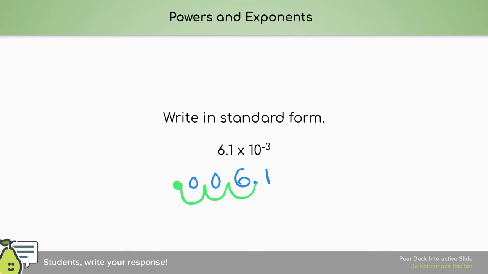Let's fill in our jumps with zeros. And it's good to even put a 0 in the ones place. And now let's clean up and rewrite our answer, 0.0061. And here's my final answer written in standard form.